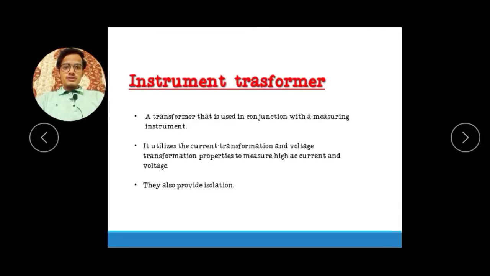Today we are going to discuss instrument transformers. Instrument transformers are those which are used in conjunction with measuring instruments. They utilize the current transformation and voltage transformation properties to measure high voltage and current. They also provide isolation.